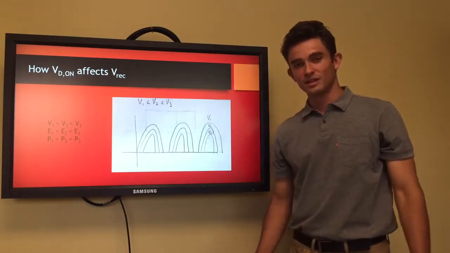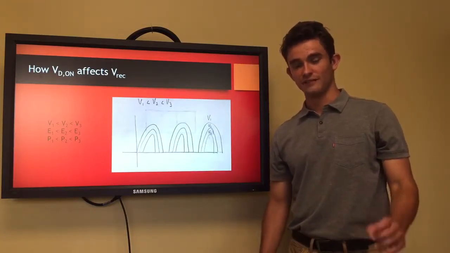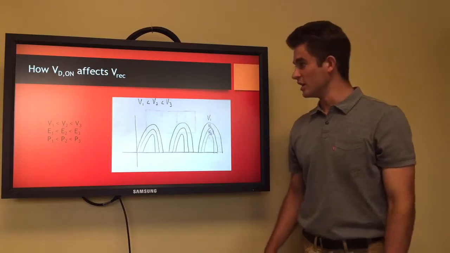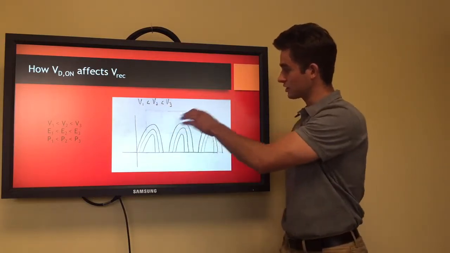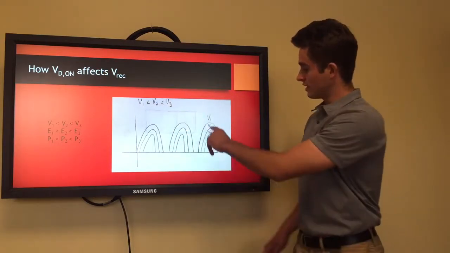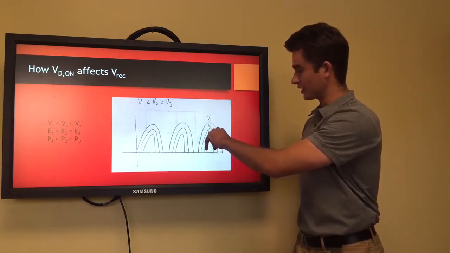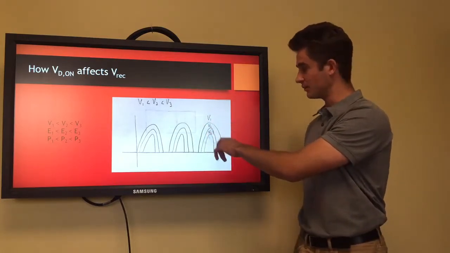So what happens the larger the voltage threshold? That voltage threshold is just VD on. So the larger the VD on, the bigger the difference in amplitude you're going to have for the rectified signal.